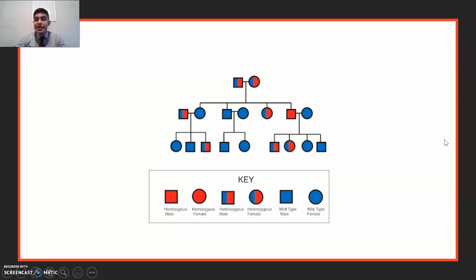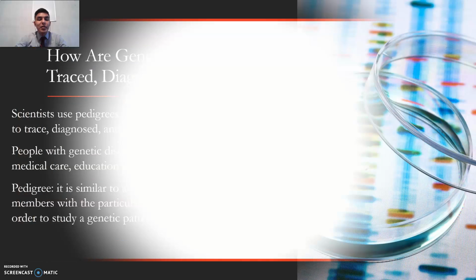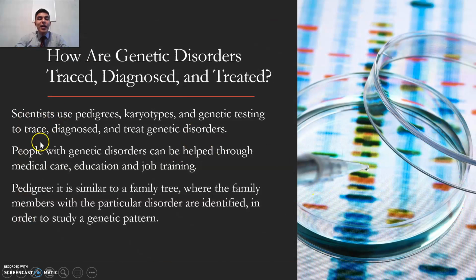All right, guys, so basically that's it for today's session. Remember to read the last pages in your book, so you can continue learning a little bit more about how to trace, diagnose, and treat genetic disorders. We already studied the pedigrees, but you're going to find more information about karyotypes and genetic testing in the last pages of the book. So make sure to go back to the activity section to see what you have to do today.